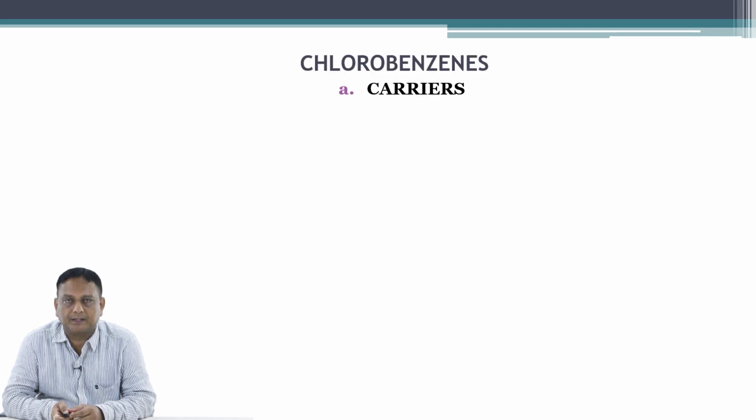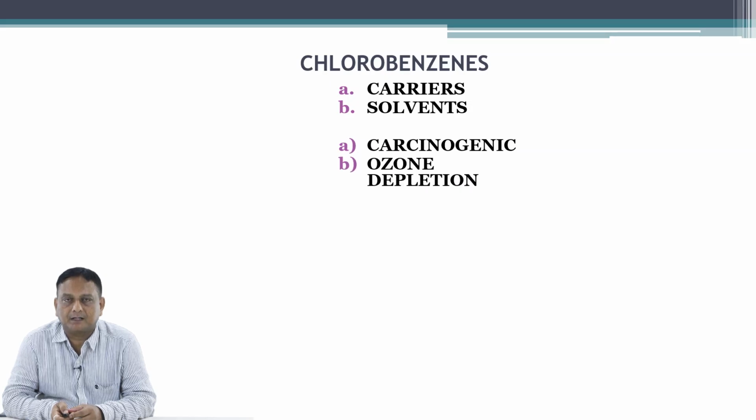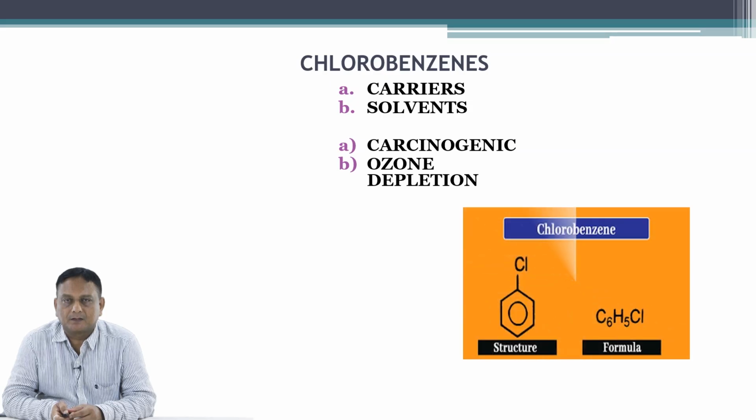Chlorobenzene is also another area of concern which is found in the carrier, and carrier is normally used in polyester dyeing, and chlorobenzene is also a solvent. But disadvantage of chlorobenzene is that it has a carcinogenic effect. It is also the ozone depleting agent. So chlorobenzene also we have to be very careful about this kind of structure which are found in different chemicals.